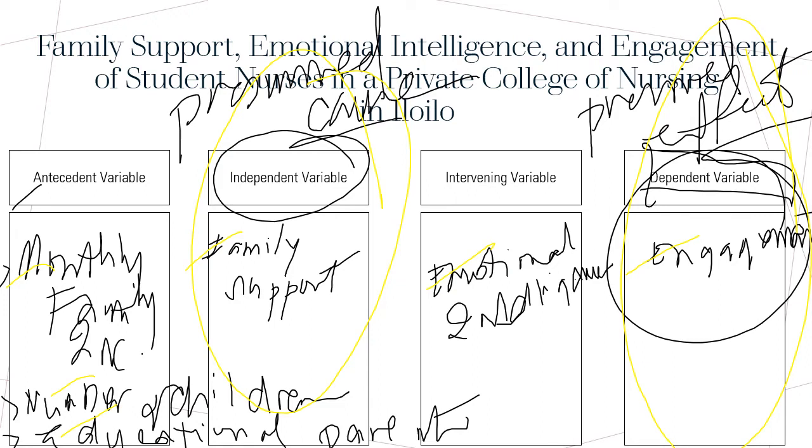Again, specifically, this study aims to describe the characteristics of the student nurses in terms of monthly family income, number of children, and educational attainment. Second, this study aims to describe the level of family support among the student nurses. Number 3, this study aims to determine the level of emotional intelligence of the student nurses. Number 4, this study aims to determine the level of engagement of the student nurses.